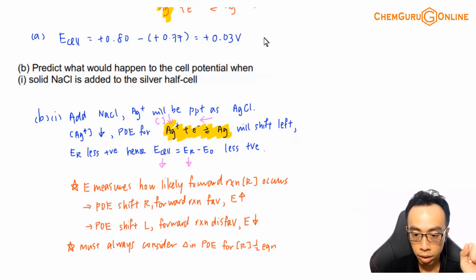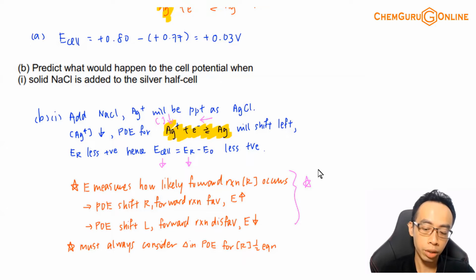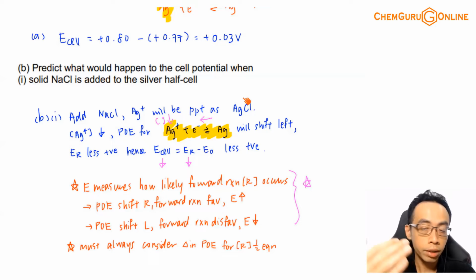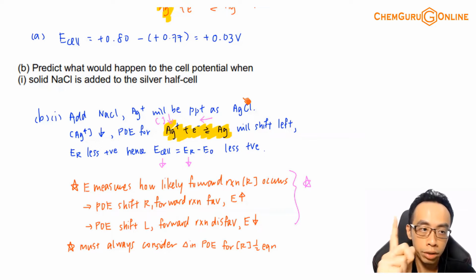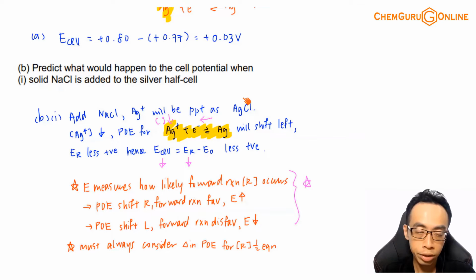So this is important, because when there's a shift in position of equilibrium, the E value actually will be affected, because E value literally measures the tendency for the forward reaction. It tells me the tendency for reduction. And this is the first concept that we talked about when we first started on electrochem. We said the meaning of E value is that it tells me the tendency for the forward reaction, the tendency for reduction. Forward reaction more likely to occur, E value is more positive. Reverse reaction more likely to occur, E value is more negative.